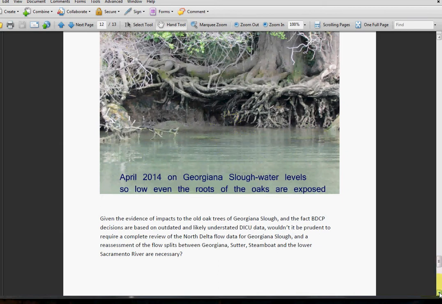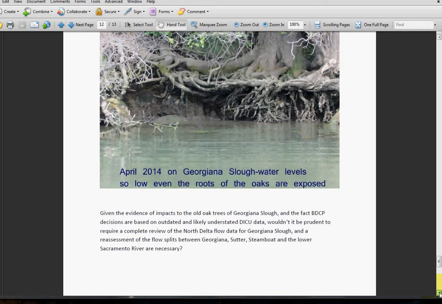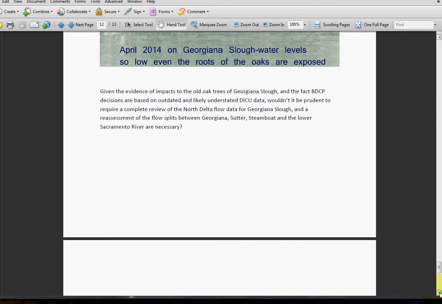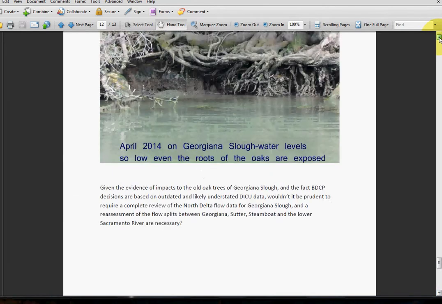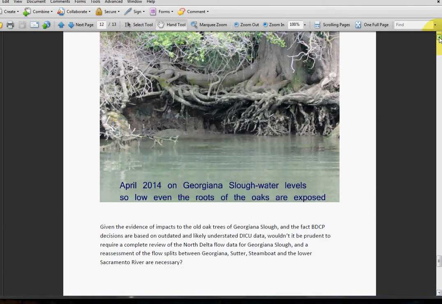How can they be killing the oaks of Georgiana and tell the people of California they are doing restoration? That is taking too much water away from Georgiana, and who's taking that water and how it impacts Georgiana is simply being ignored. Thank you for listening.